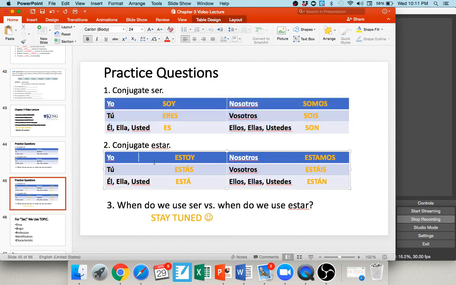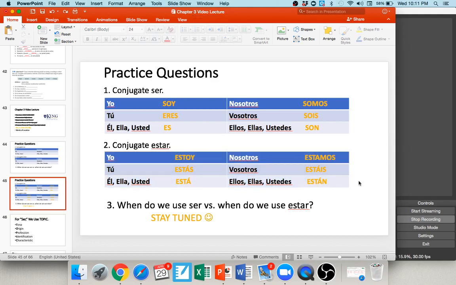As we look at estar, it's conjugated in a similar way. You learned how to conjugate these back in chapter 2. We have yo estoy, tú estás, él, ella, usted está, nosotros estamos, vosotros estáis, and ellos, ellas, ustedes están.